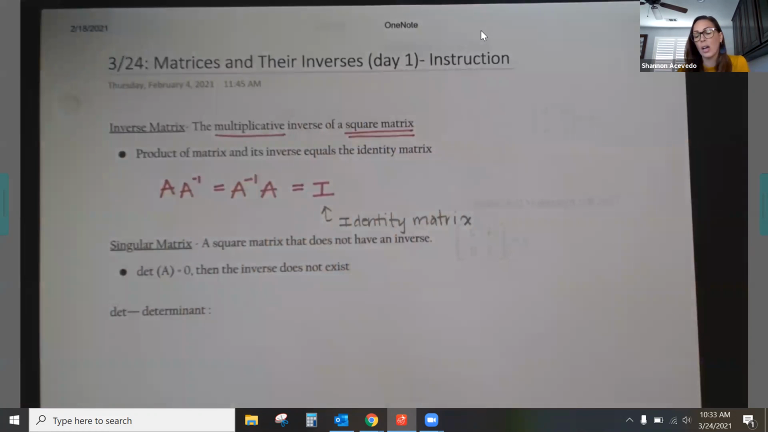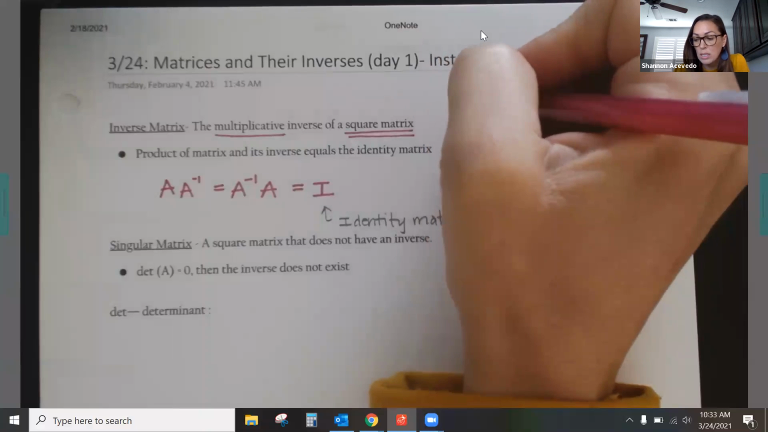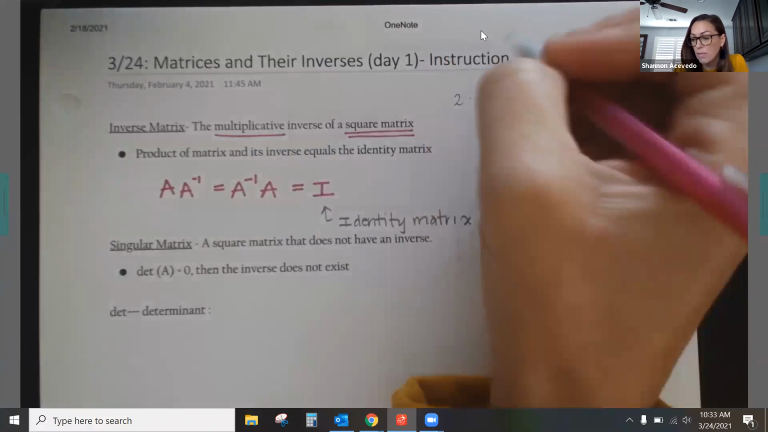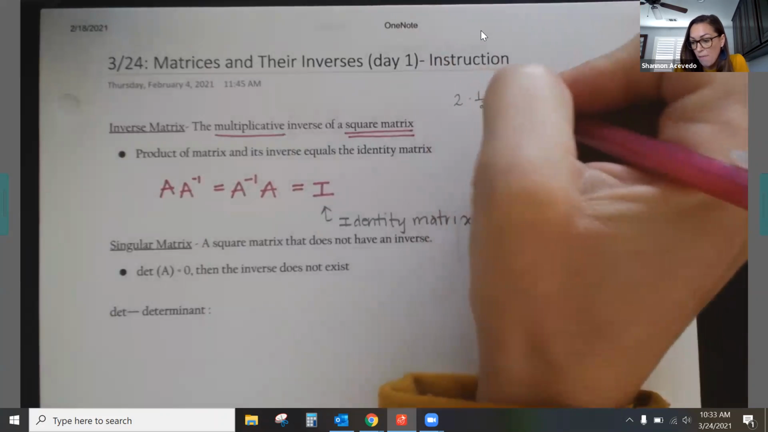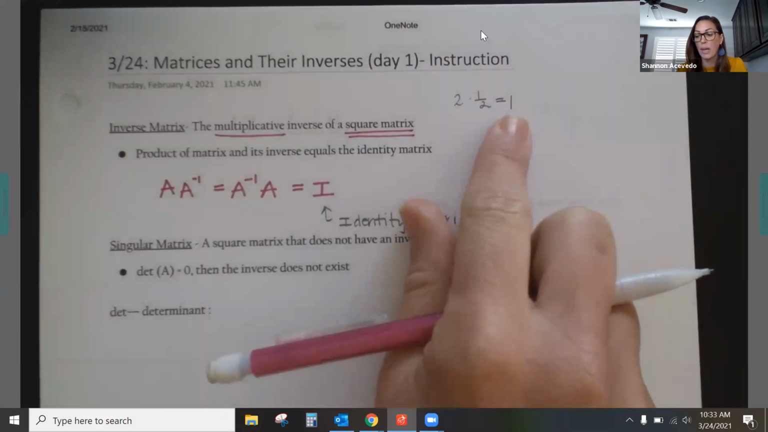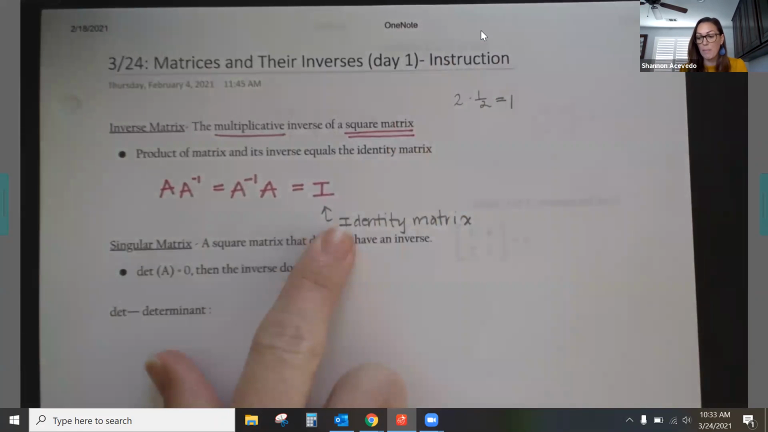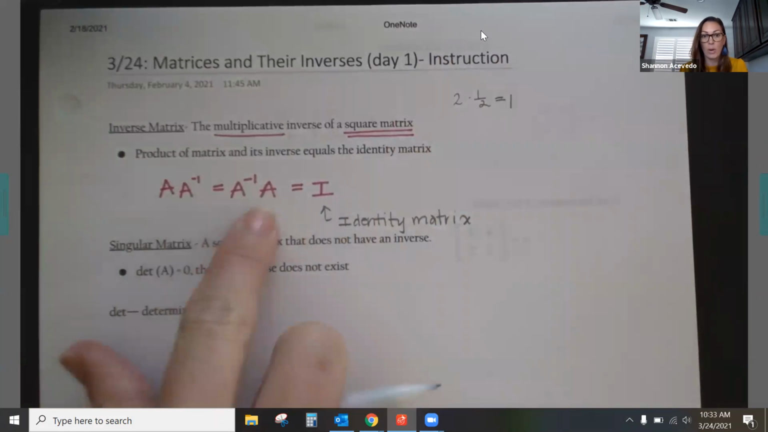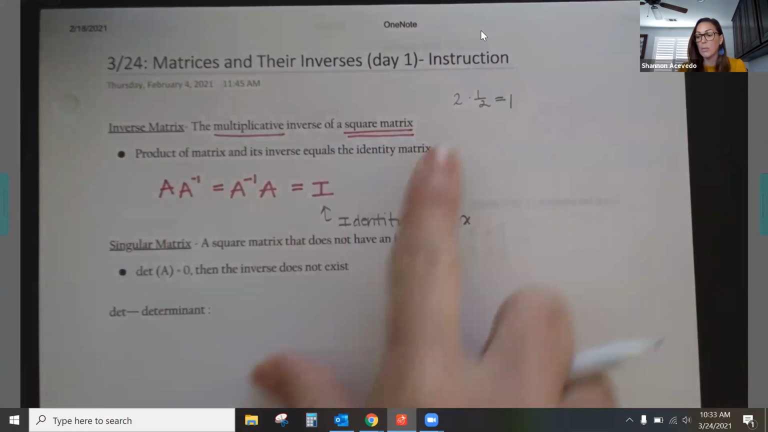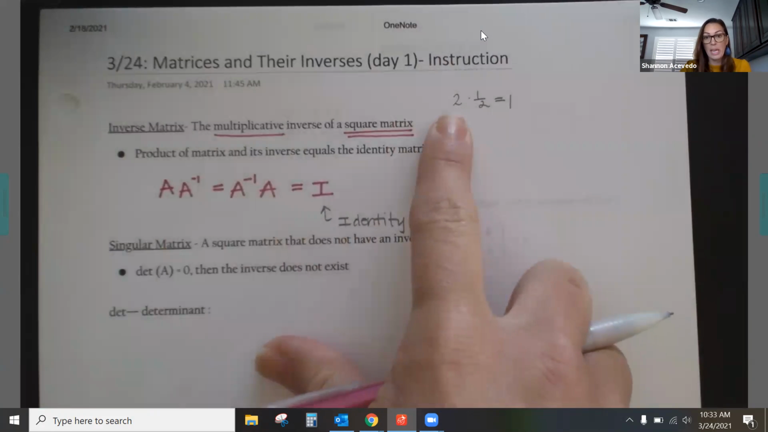If we're going to talk about real numbers, if I have something like 2 times the inverse of 2, which would be 1/2, I would get my value of 1. That's the identity, because if I multiply this by either one of those, I end up with itself. So if I take my identity and multiply it to either one of these, I end up with itself. So this would be the inverse for multiplication.